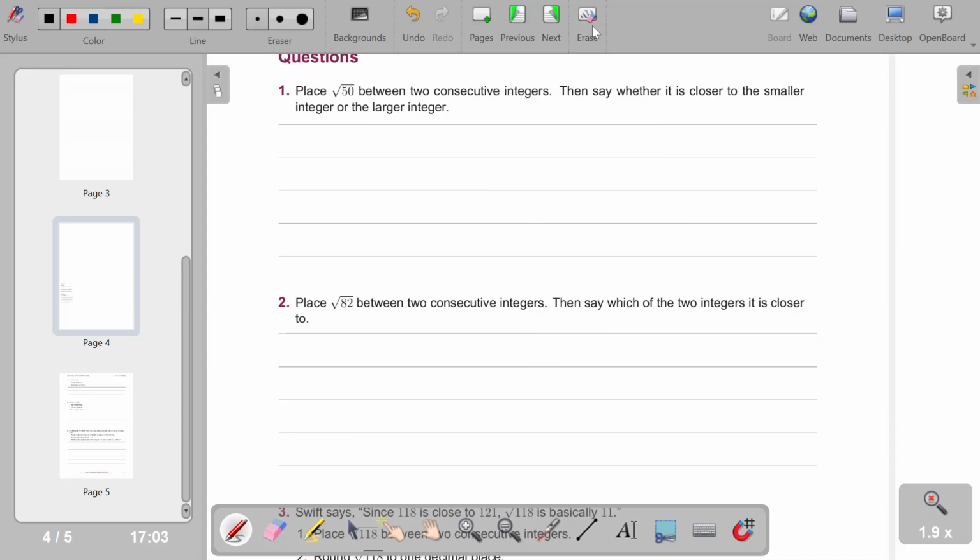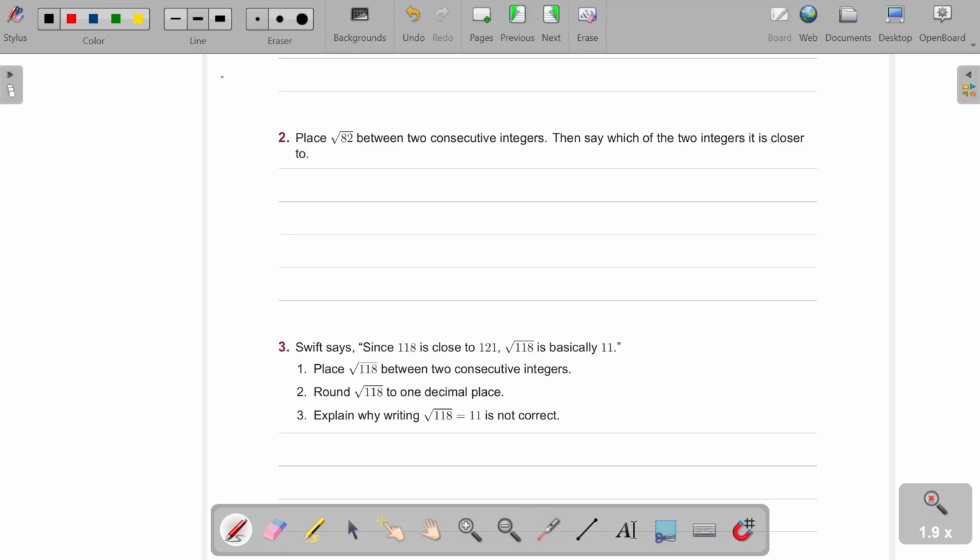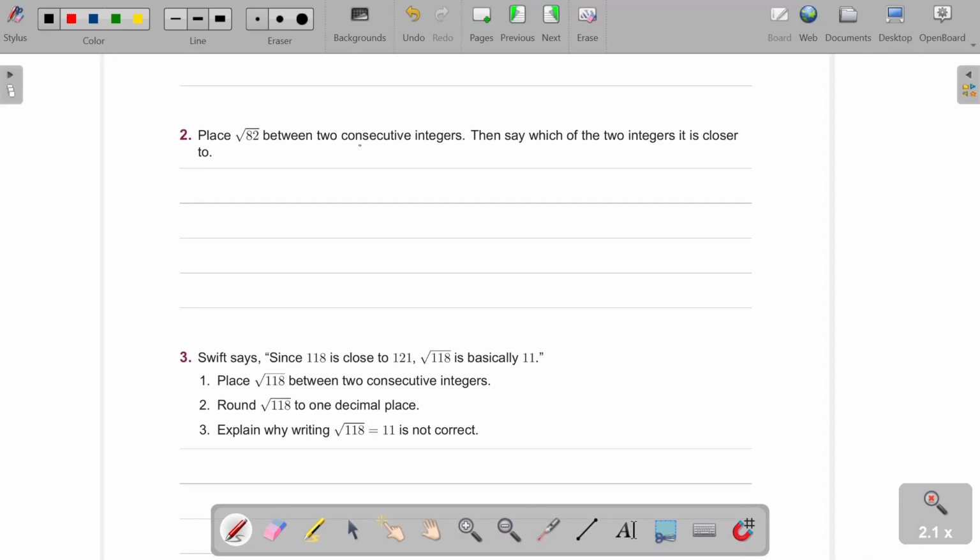All right, so this one asks us to place the number 82 between two consecutive integers and then say which of the two integers it is closer to. Okay, so in this particular case, I would check the numbers and notice that 9 squared is equal to 81 and 10 squared is equal to 100. So 82 must lie somewhere between that, right? Because I've got the square root of 81, the square root of 82 and the square root of 100, right?